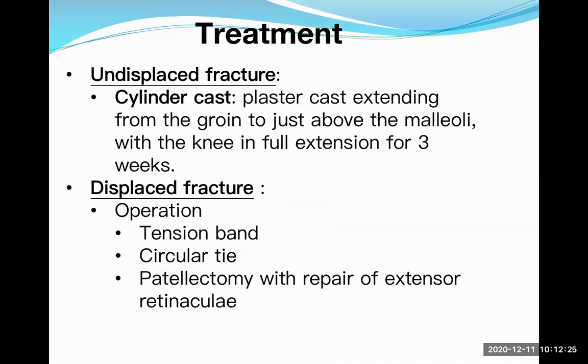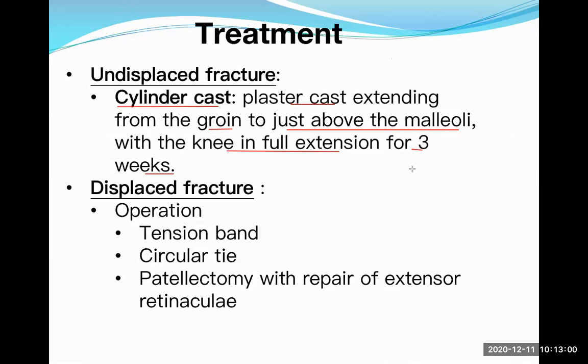Now, what's the treatment then? In case of undisplaced fracture, a different type of treatment is done. In case of displaced fracture, different treatment is done. Now, see here, in undisplaced fracture of the patella, we put a cylinder cast. The cylinder cast is the plaster cast which extends from the groin to just above the malleoli with the knee in full extension for up to 3 weeks.